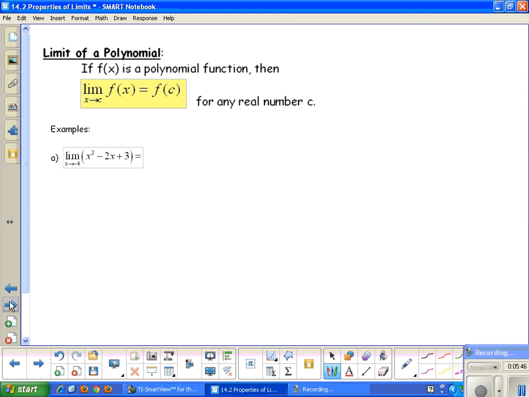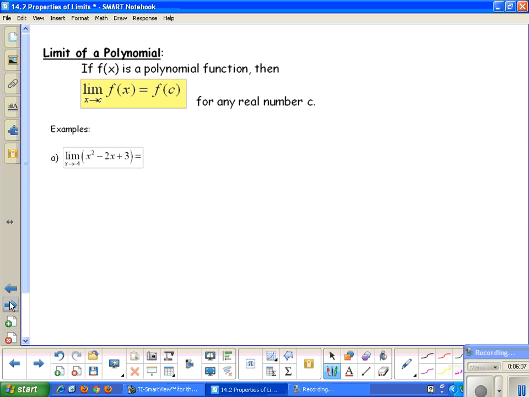The limit of a polynomial. So if f of x is a polynomial function, then the limit as x approaches c for that function is just f of c. That means you can plug it into your function, which is really nice. And remember that polynomials don't have variables in the denominator, and they also have whole number exponents.